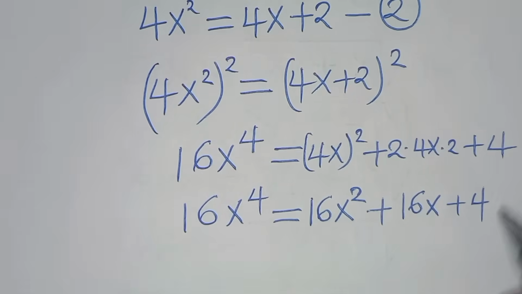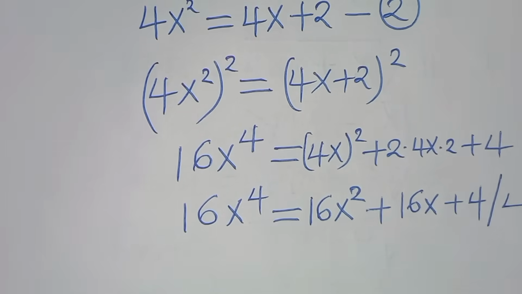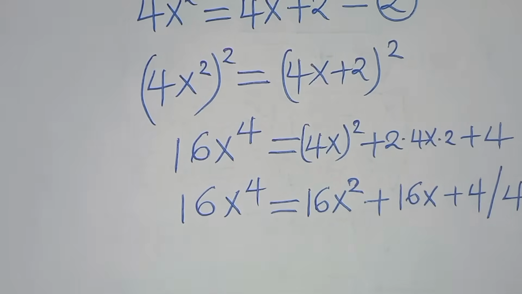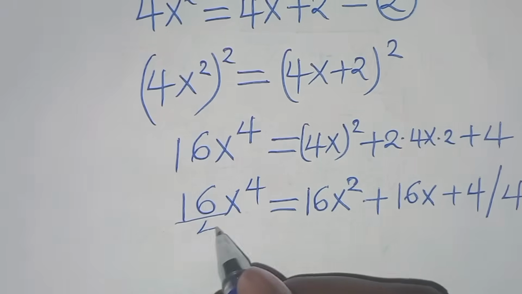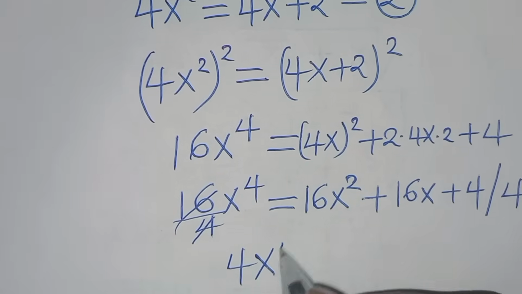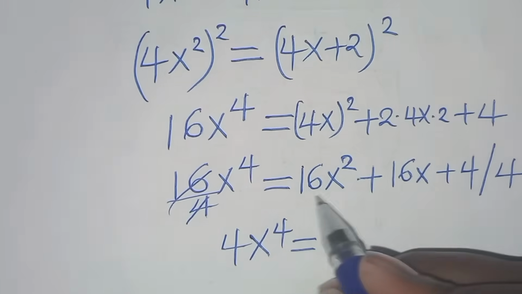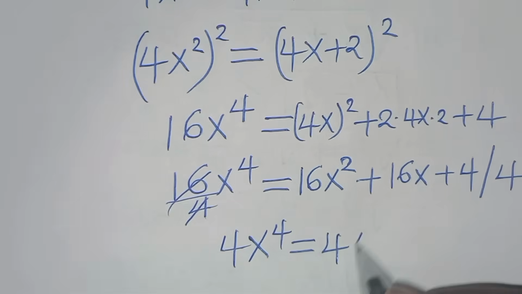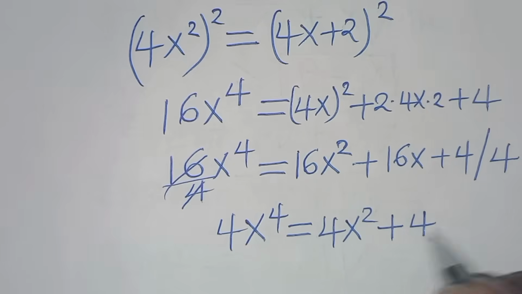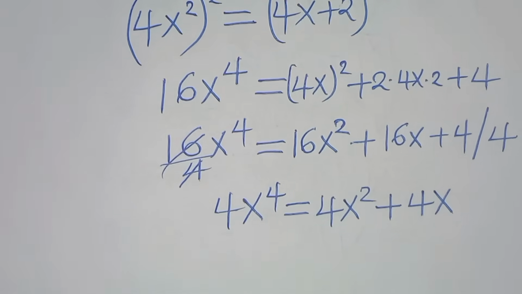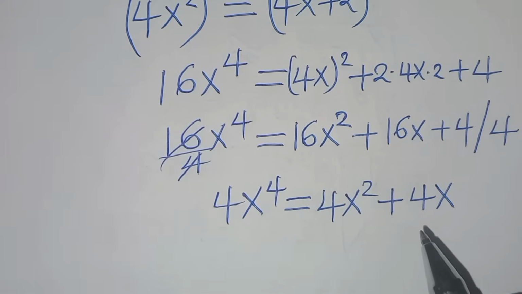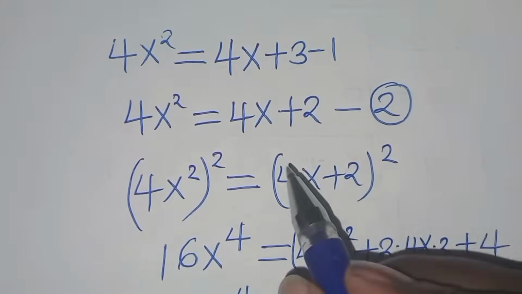Now, 4 is common here. That implies that we can divide both sides by 4. So here we have 16x⁴ divided by 4, so this is 4x⁴. This is equal to 16x² divided by 4, this is 4x², then plus 16x divided by 4, this is 4x. So we have 4x², this is what we have in equation 2, which is 4x + 2.